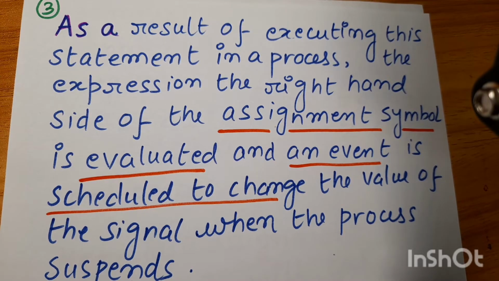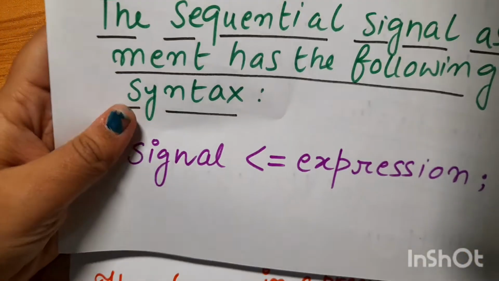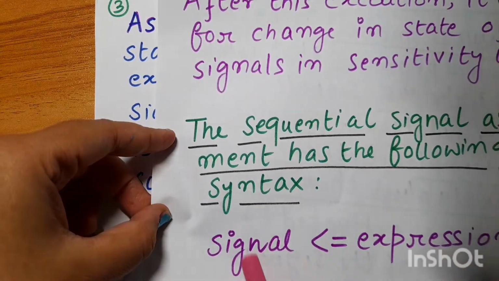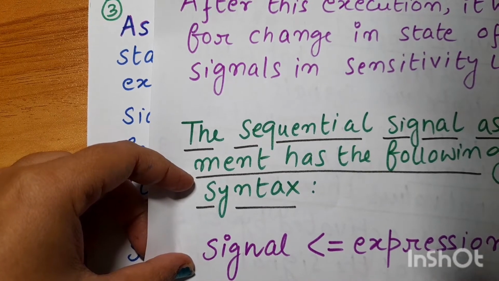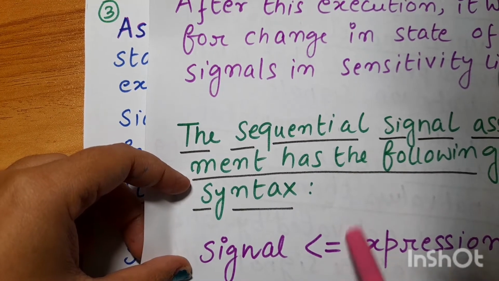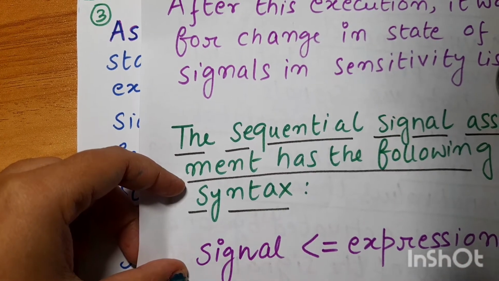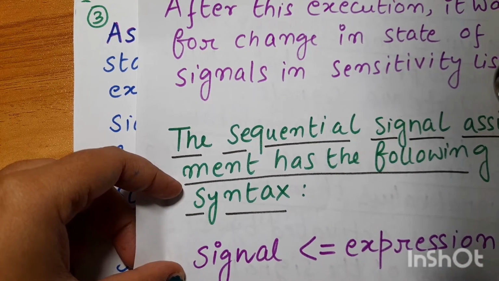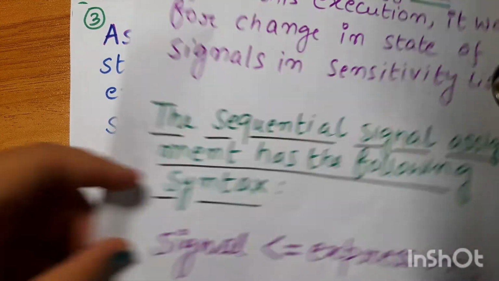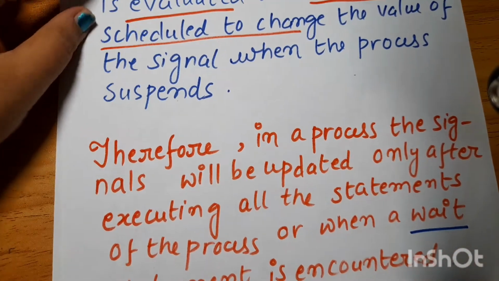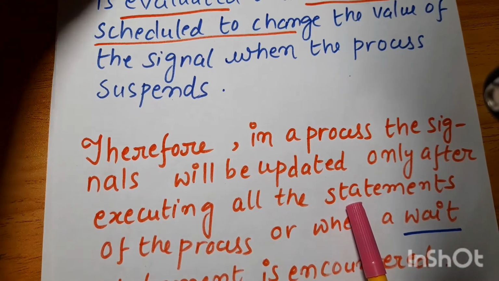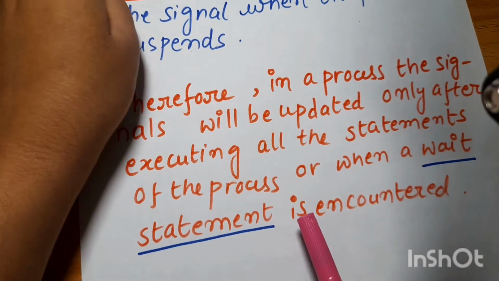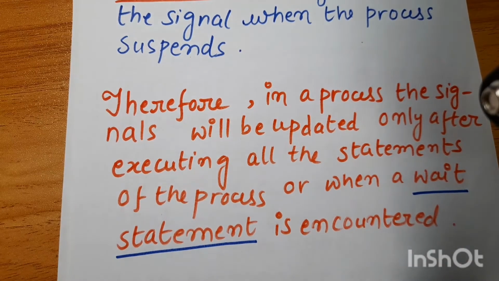So during the simulation, we evaluate the expression, but the signal value is not updated at that time. This expression exists inside the process block. So this expression is evaluated and the change to the signal happens only when the process suspends. During the running of the process, it doesn't happen. Therefore, the signal will be updated only after executing all the statements of the process or when a wait statement is encountered.